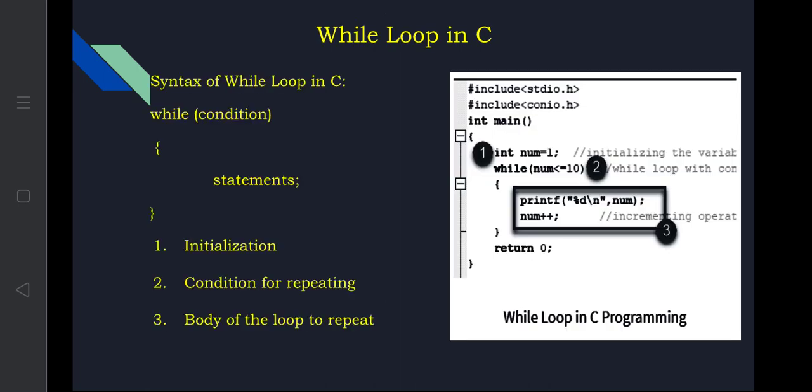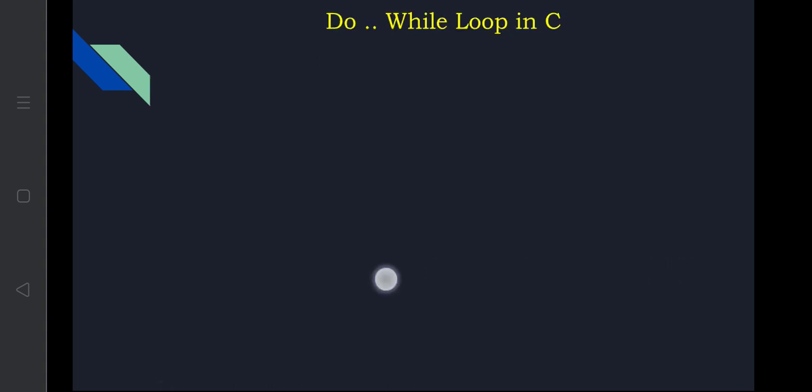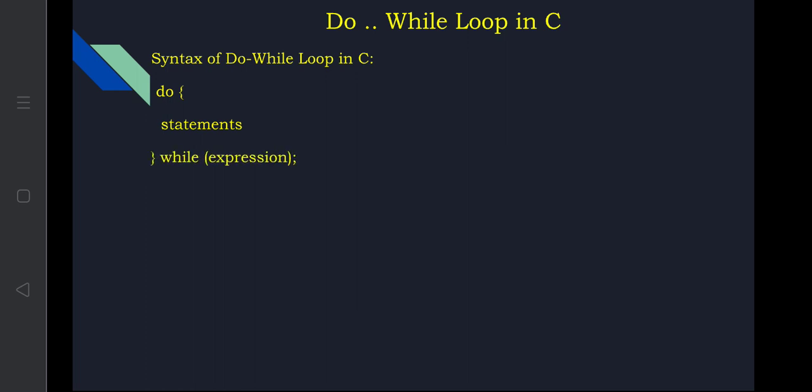Okay, now let us see the next concept, the do while loop, using the block diagram. The syntax of the do while loop is: do, open the brace, then give the statements and then close the brace, and after the brace the condition is checked, while expression. That means here the condition is checked at the end of the loop. So it is called an exit control loop.